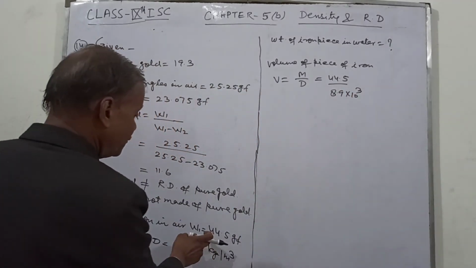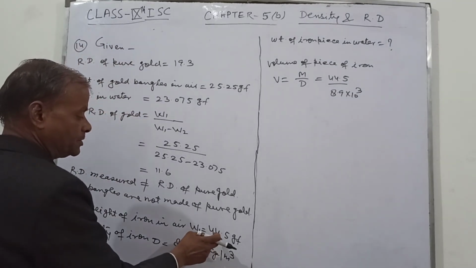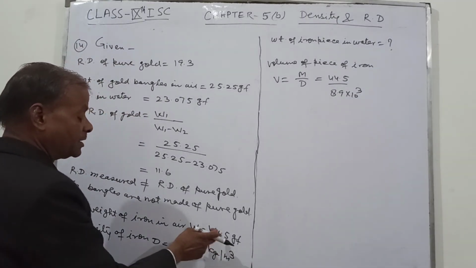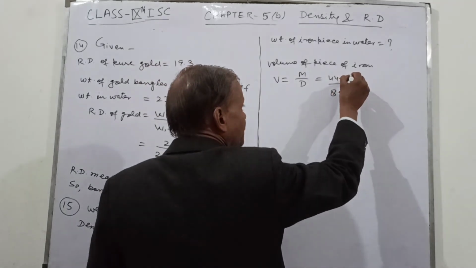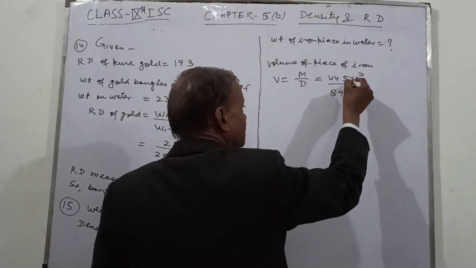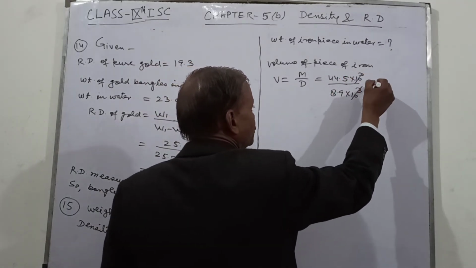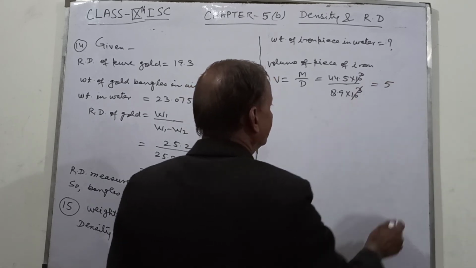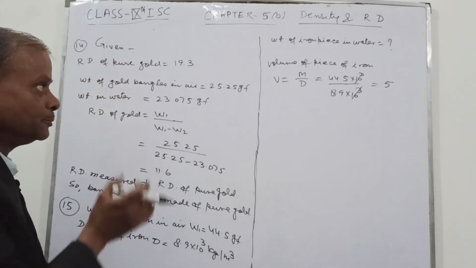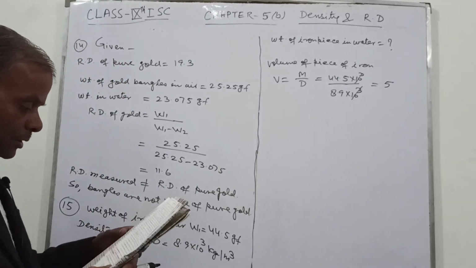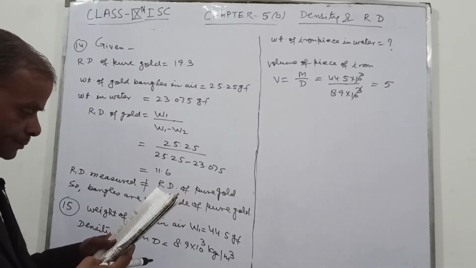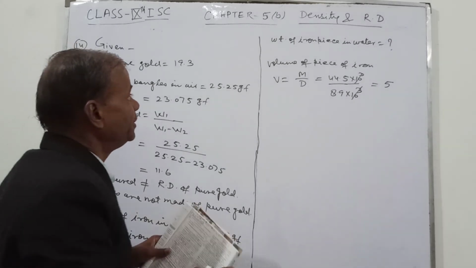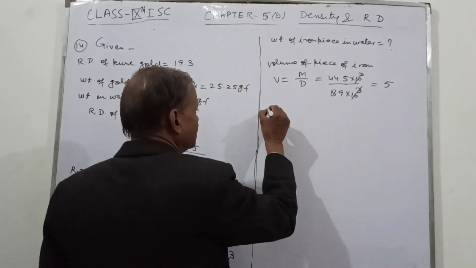Now this is in gram force. So convert it into kilogram force. This will be multiplied by 10 raised to the power 3. This will cancel. So this will come out to be 5. Then what is asked? Weight of iron piece in water.